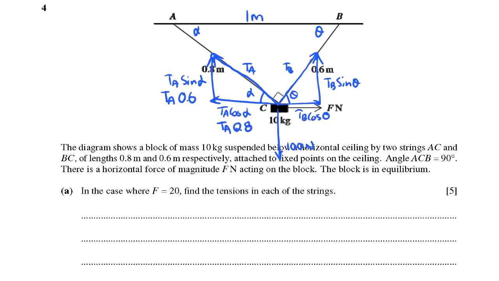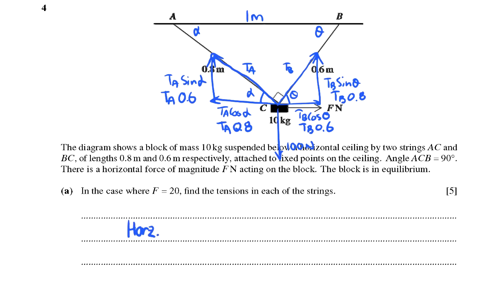And for TB, the same thing applies. The sine of theta is going to be 0.8 over 1. And so the vertical component is TB 0.8. And the horizontal component is going to be TB 0.6. Okay, that makes everything a whole lot easier about this question. We can work on the horizontal and vertical forces now.